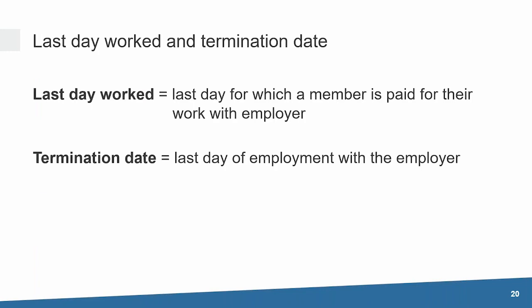We want to provide some clarification on last day worked and termination dates that are required in the termination application. The last day worked should be the last day which the member worked and made contributions to the plan. The termination date should be the last day of employment with the employer. In some cases, the member may have a termination date that is later than the day they last contributed. This may occur when a contract ends, but the employment relationship is still active until there is formal separation of employment after the last contract.